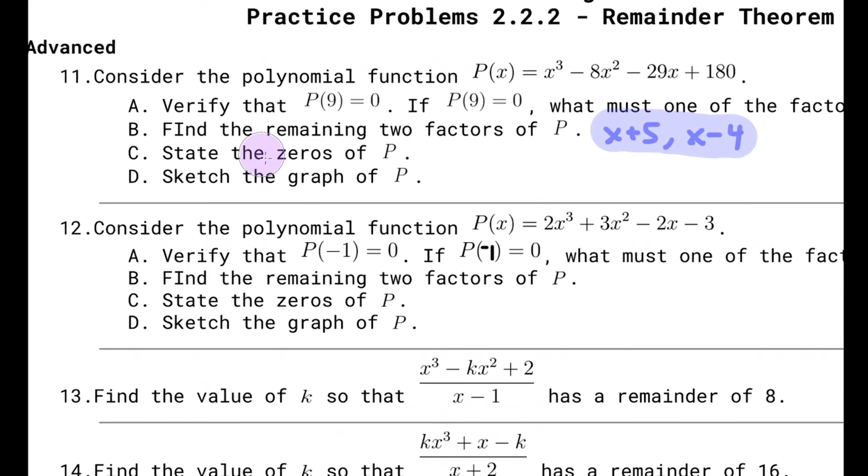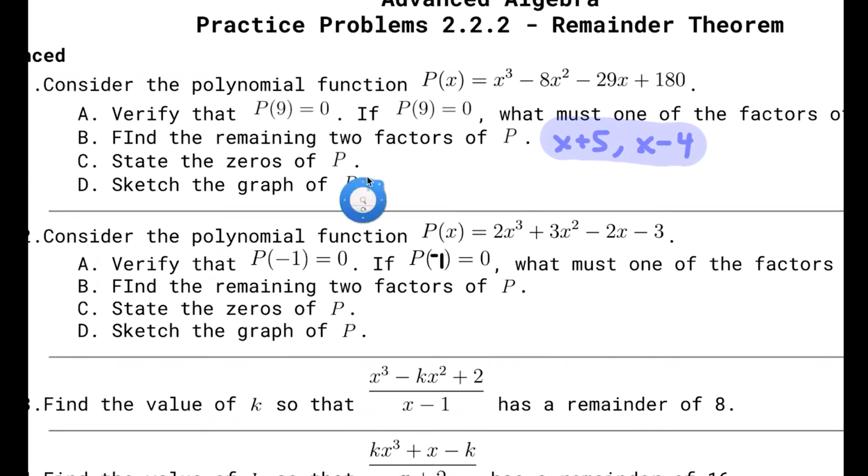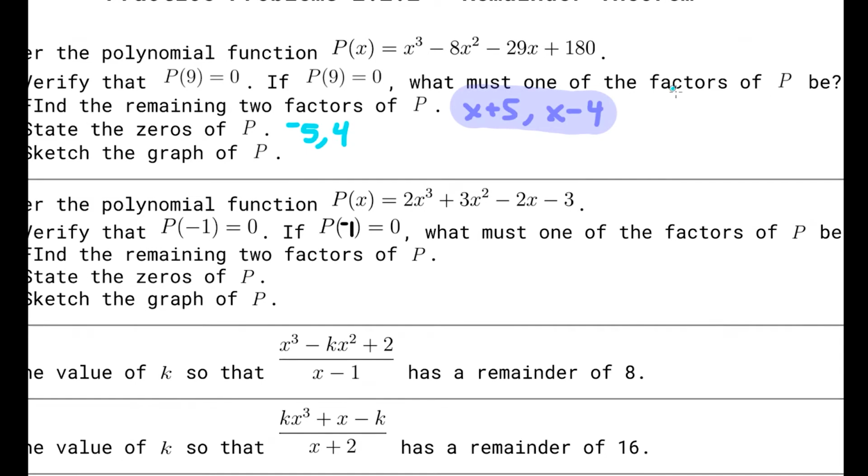Okay, next it says, state the zeros of p. Well, all you have to do is set each of the factors equal to 0 and solve. So this means that the zeros of p would be negative 5, because you would set this equal to 0 and solve, 4, because you would set this equal to 0 and solve, and then as well the x minus 9, if you set that equal to 0 and solve, you would get the third 0, which we should have 3 zeros based on the fundamental theorem of algebra, so it does work out. We found 3 solutions.